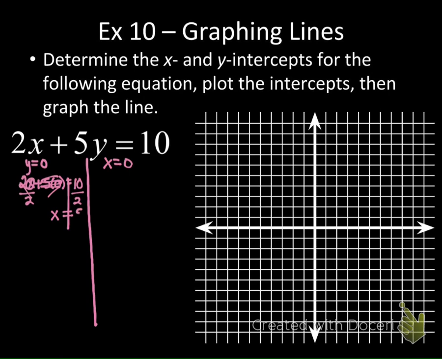So for this ordered pair, what's my x value? 5, and what's my y value? 0. Good. Thank you.